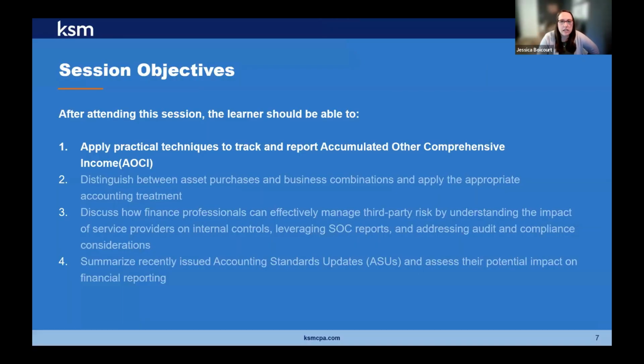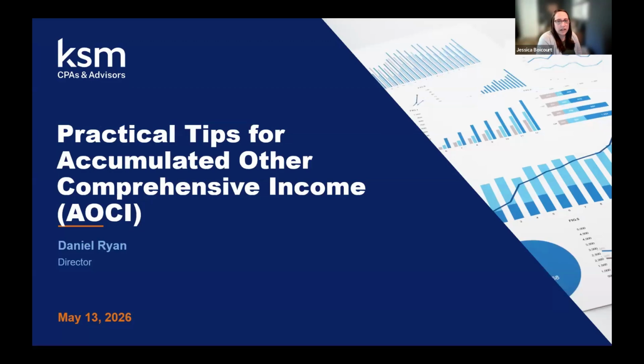All right, so to hit our first learning objective for today, we're going to talk a little bit about accumulated other comprehensive income and some of the application tips to help with accounting there. To help with this, we have Daniel Ryan, a director in our Audit and Assurance Services Group out of our Fort Wayne office. Daniel works with clients to help ensure accurate financial reporting and verify that strong and efficient control structures are in place across financial processes. He serves clients in an array of industries, including transportation, agriculture, and veterinary services. So I'm going to turn it over to Daniel for our first topic.